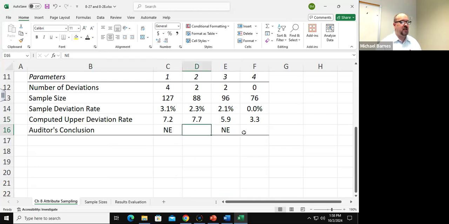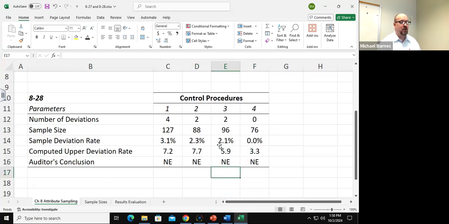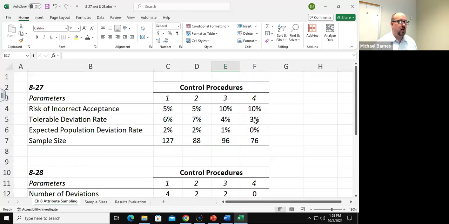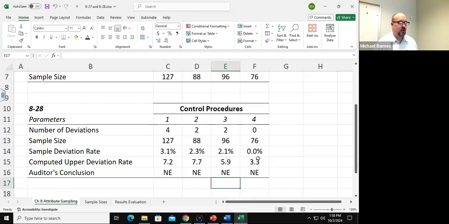Now, the problem is, just as a spoiler for what we're going to talk about in a second, one of the big problems is that when we use tables, we have imprecise measurements. This is fairly apparent when we start talking about something like 0 deviations. So you performed a test of 76 items. All 76 items came back effective. But because we have a really, really small tolerable deviation rate, we still ended up with a computed upper deviation rate of 3.3%, which is really unsatisfying. You basically did test work for nothing.